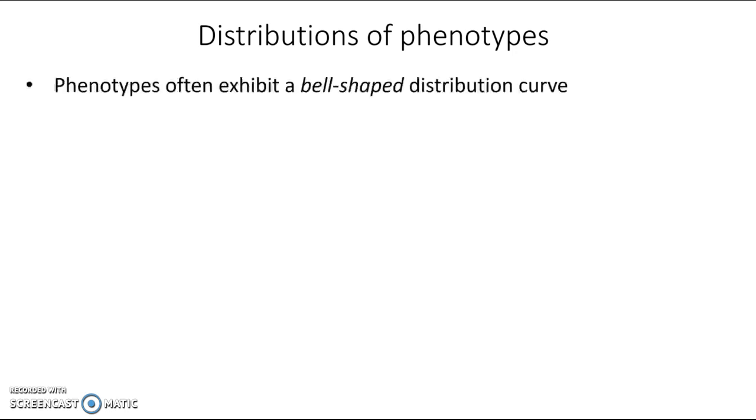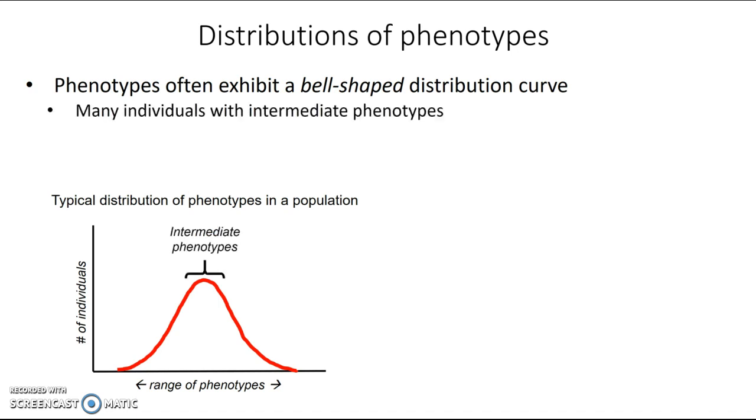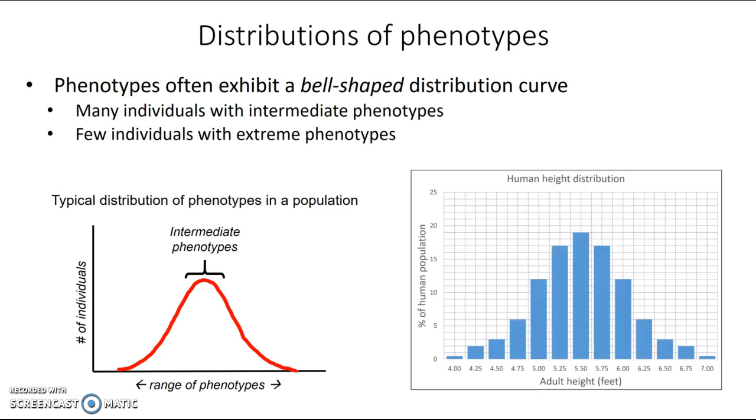So in reality, phenotypes often exhibit a bell-shaped distribution curve, something that looks like this, where if our x-axis is the range of possible phenotypes and the y-axis is the number of individuals who have each phenotype, most of the individuals are somewhere in the middle. So many individuals have the intermediate phenotype, and then fewer individuals have the really extreme phenotypes over on the ends here. And a classic example of this is human height.